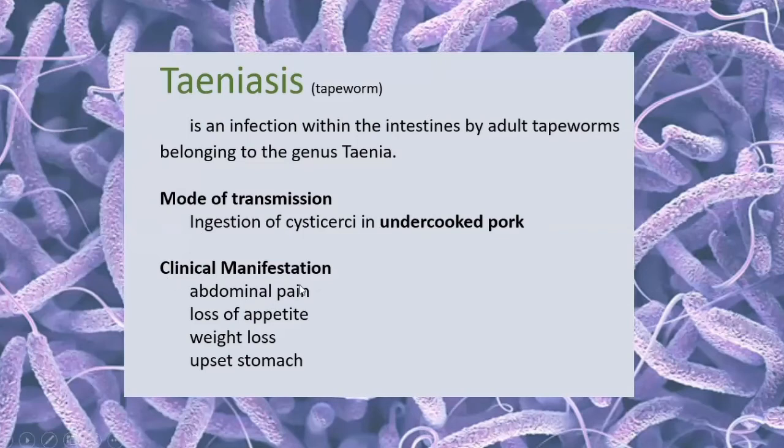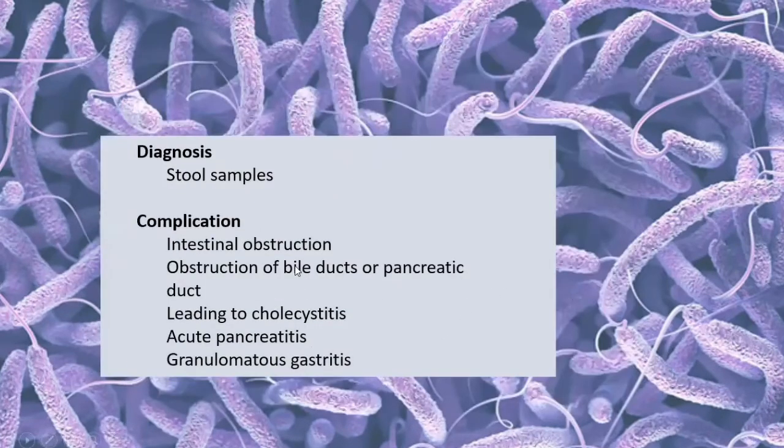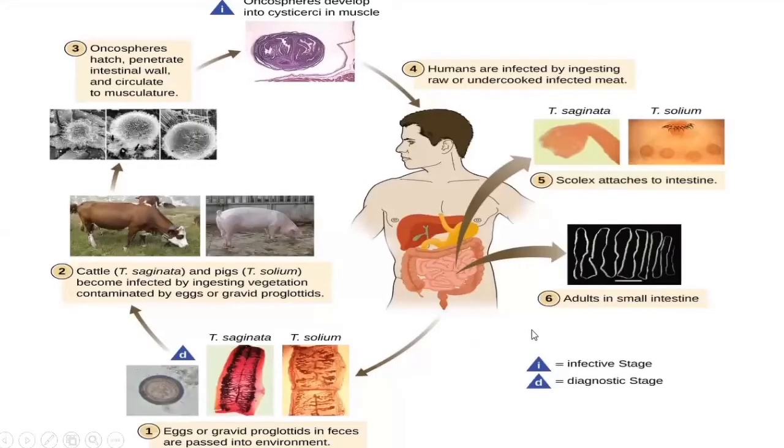The clinical manifestations are abdominal pain, loss of appetite, weight loss, and upset stomach or pain. The diagnosis for this is stool samples. The stool samples will be tested for the presence of infection or parasites. Complications are intestinal obstruction, and obstruction of bile ducts or pancreatic duct leading to cholecystitis, acute pancreatitis, and granulomatous gastritis.